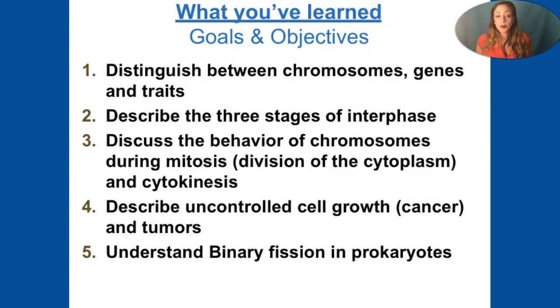So at this point, we've learned the difference between chromosomes, we've learned about genes and different traits, and we're able to describe the three stages of interphase, G1, S, and G2. We described the different behaviors of chromosomes during mitosis, and we talked about uncontrolled cell growth, which can lead to cancer and tumors. And we also did a brief section on binary fission in prokaryotes because it is the simplest of all divisions.